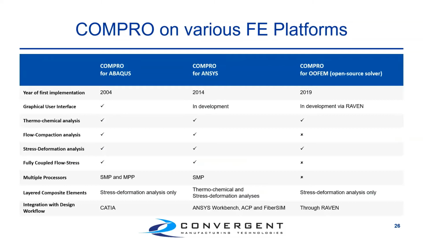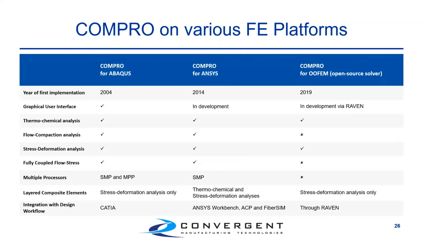There are some details in terms of the type of elements. For example, layered composite elements in ABAQUS, we only have that for stress deformation analysis. And COMPRO for ABAQUS is very well integrated into the Dassault Systèmes CATIA to ABAQUS workflow and the tools that they have.